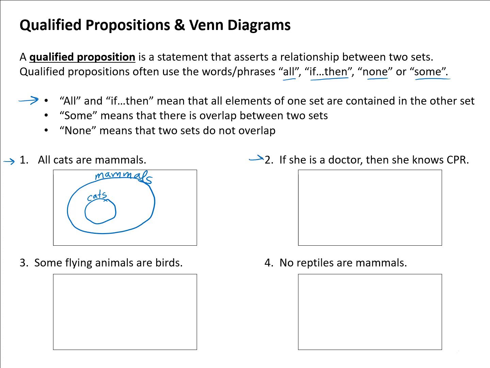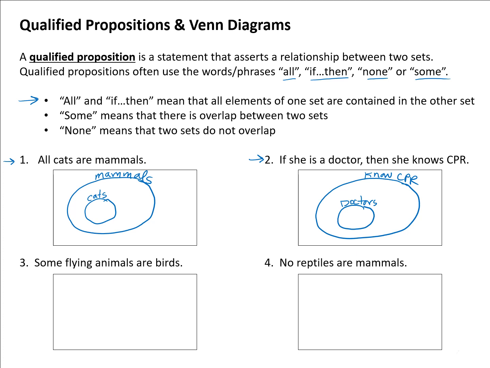We can look at if-then in the same way. And in fact, if you recall correctly from our logic rules, all if-then statements can be written as all statements, and all statements can be written as if-then statements. If she is a doctor, then she knows CPR. This would represent a set of doctors being a subset of the set of people who know CPR. If you are a doctor, you must know CPR. That's what the if-then is saying.